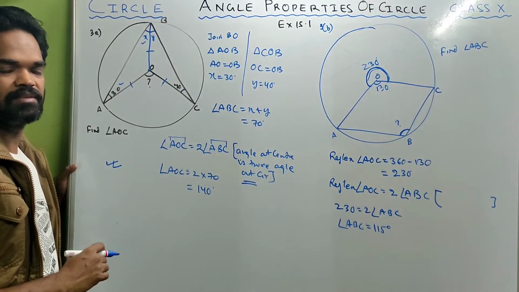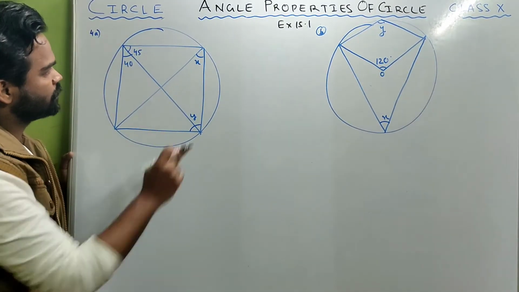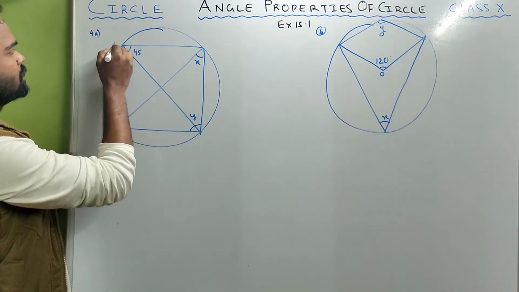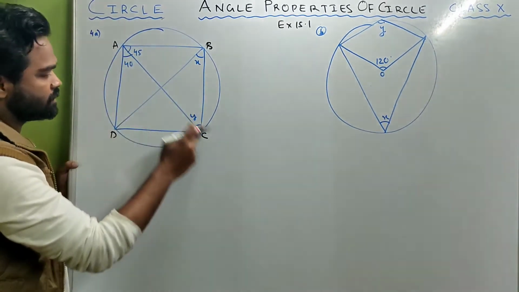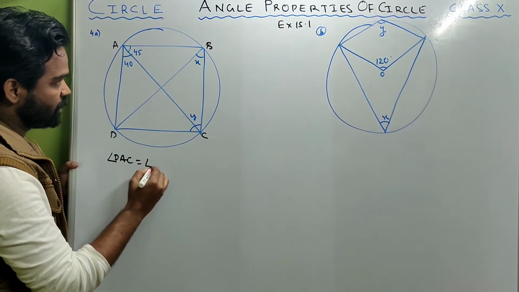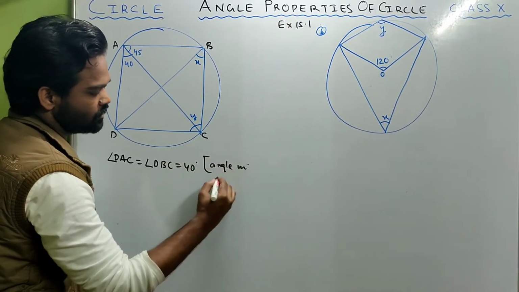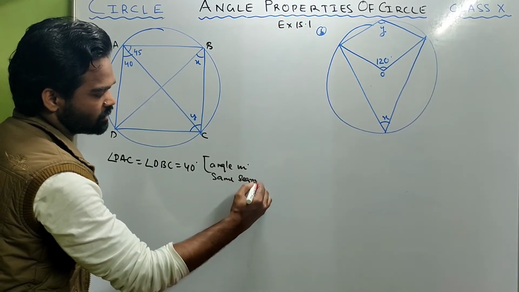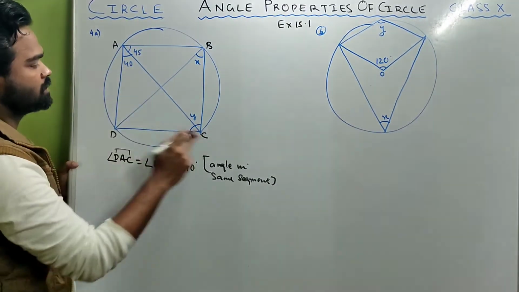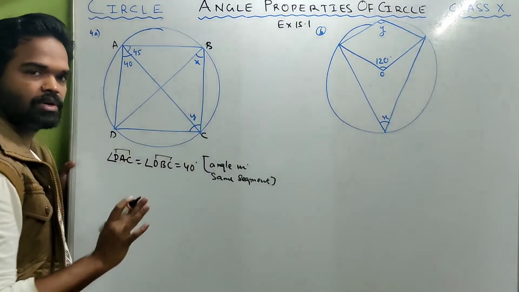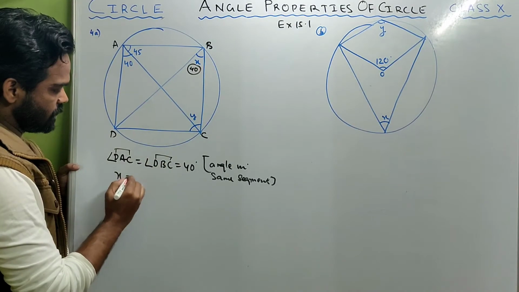Okay. Now let's look at the next sum. Now look at this one, 4 part A. In this circle, you need to find x and y. I just name it A, B, C, D. Just look carefully. Angle DAC will be equal to angle DBC, equal to 40 degree. Angle in same segment. See, the arc is the same. Both the angles, angle DAC and DBC, are formed by the arc DC only. So if this is 40, this has to be 40, which means x equals 40.